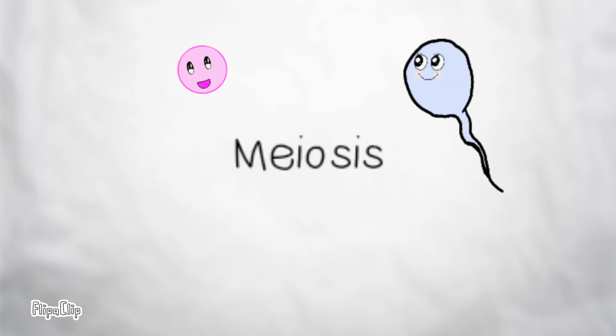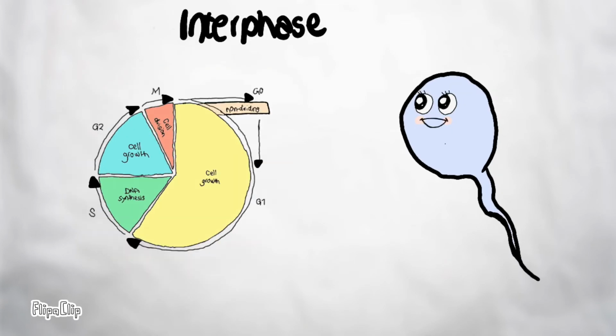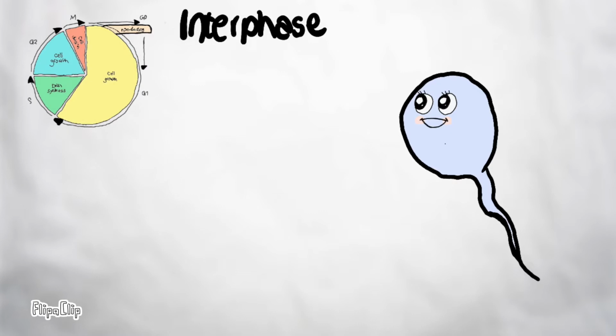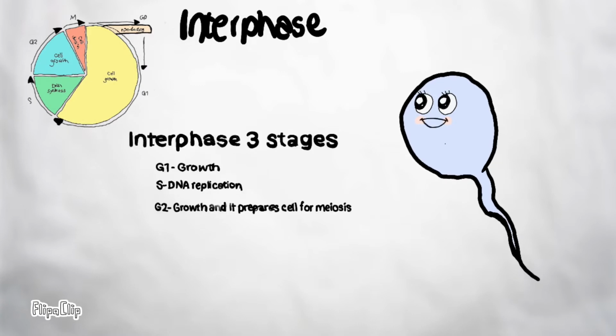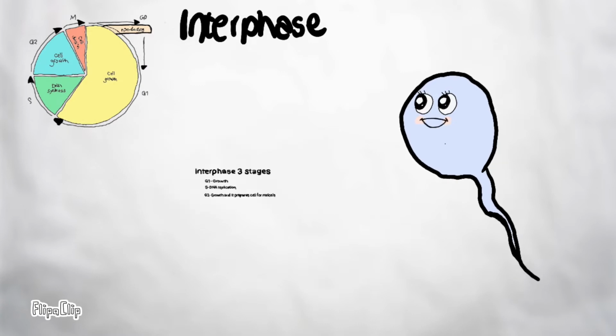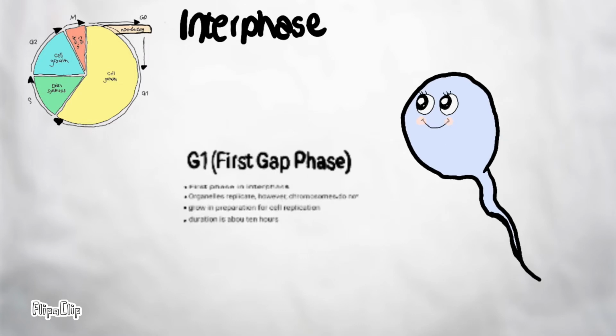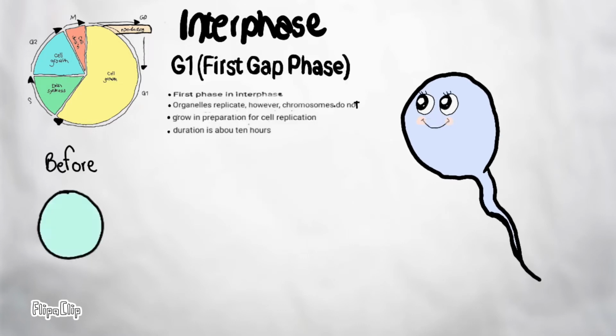The process of meiosis begins with diploid cells, which have two sets of chromosomes, in which you receive each set of chromosomes from your parents. The chromosomes are then duplicated in a phase of the cell cycle called interphase. In interphase, there are three phases that occur. First is G1, which is growth, then is S, which is cell replication, and then is G2, which is growth in preparation for meiosis. In G1, the cells begin to grow in preparation for DNA replication.